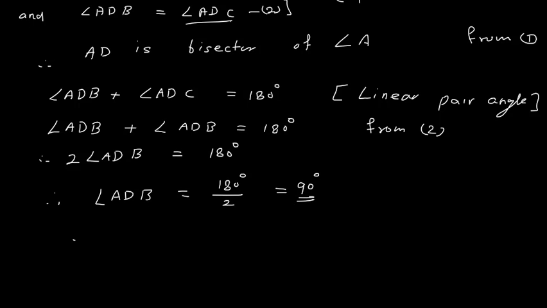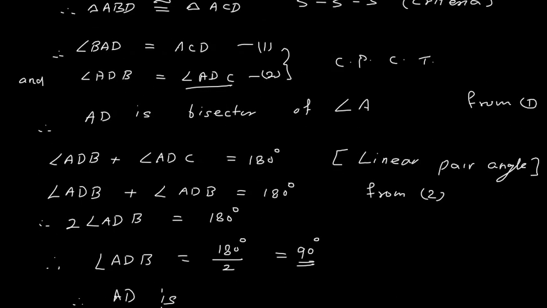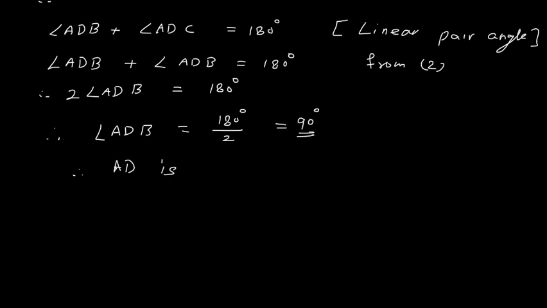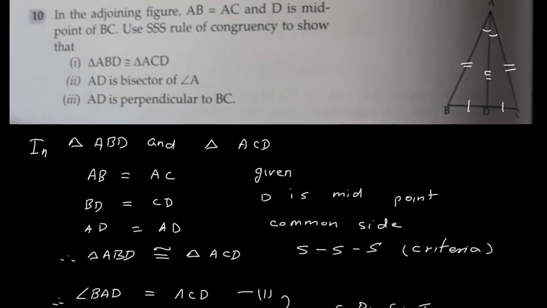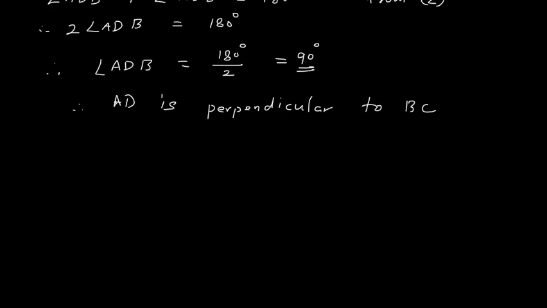So therefore I will say that AD is perpendicular to BC. So AD is perpendicular to BC. So hence we proved all the 3 parts. So finally you can say that QED. We have proved everything.